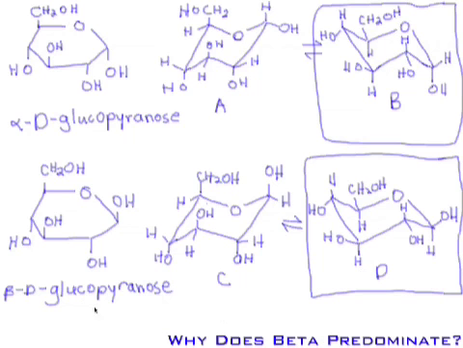Now remember, beta-D-glucopyranose formed in 64% concentration in solution. Alpha-D-glucopyranose formed in 36% concentration in solution. And we ask the question, why? Well, you begin to see why. Energetically, compare structures B and D. In structure B, almost all of the large groups are equatorial except one OH. But in structure D, all of the large groups are equatorial. All the OHs and CH2OHs are equatorial.